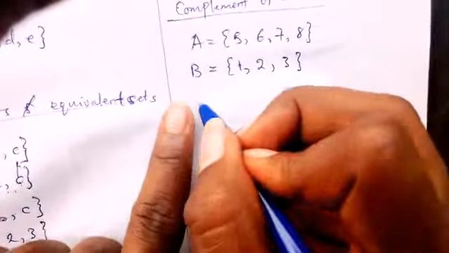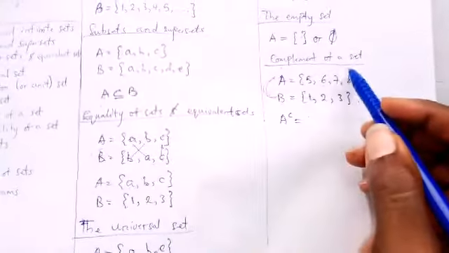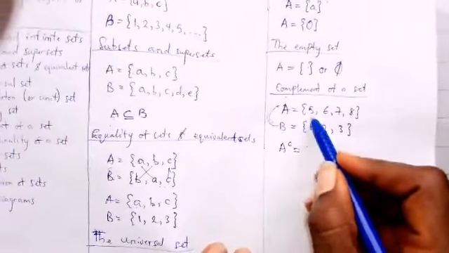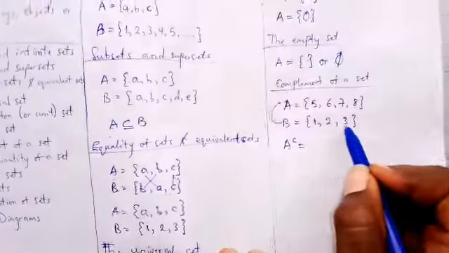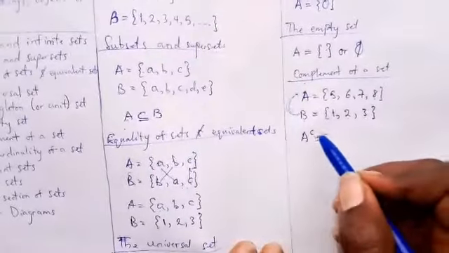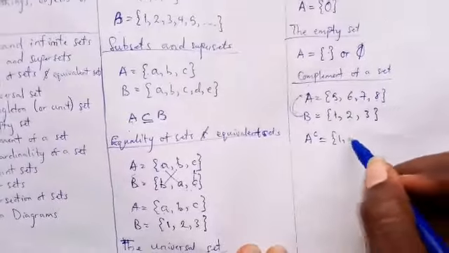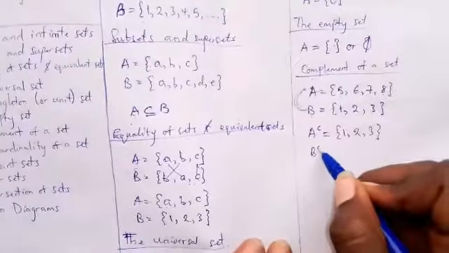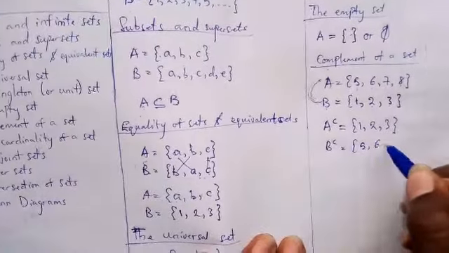Here now, the complement. So here we have the complement of a set. Assuming we have a set A, 5, 6, 7, 8, and B, 1, 2, 3. The complement of A are those elements that are not in A, and that is 1, 2, 3. And likewise the complement of B, those elements that are not in B, 5, 6.